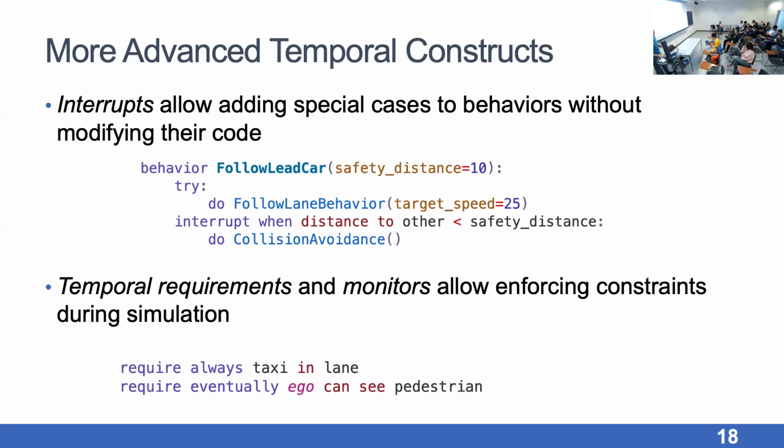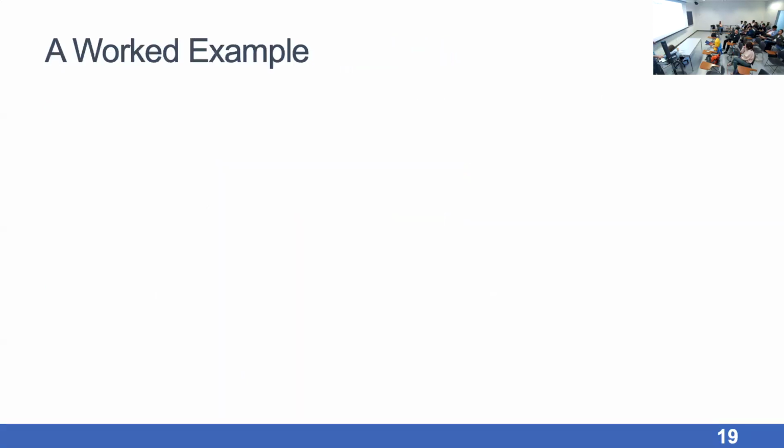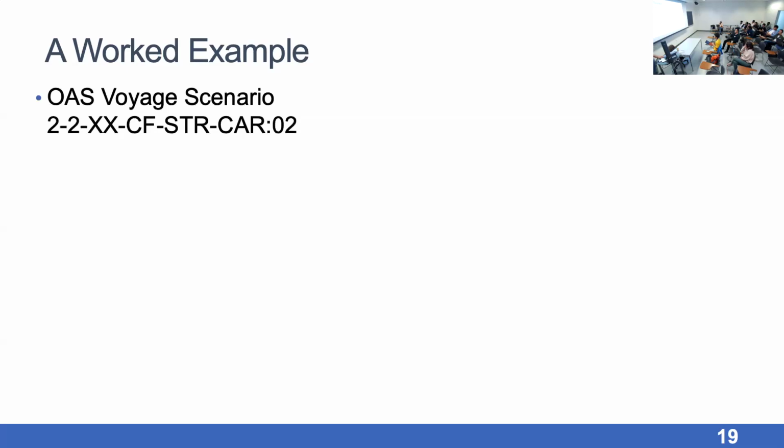Okay. So that gives you an overview of the key constructs for dynamic scenarios in Scenic. So let me go through an example now in more detail. The Badley Park car one that Sanjit showed actually is in the examples in our repository. If you want to see that one, I'm going to do a slightly more complicated one to illustrate a couple of extra things that the Badley Park car one doesn't show. So this is from the OAS Voyage set of scenarios, if you know about those.